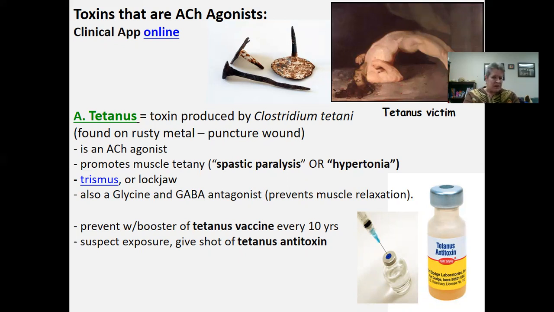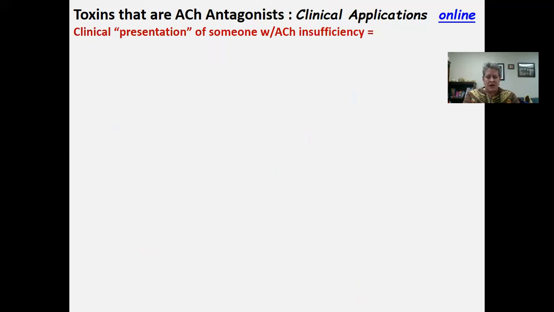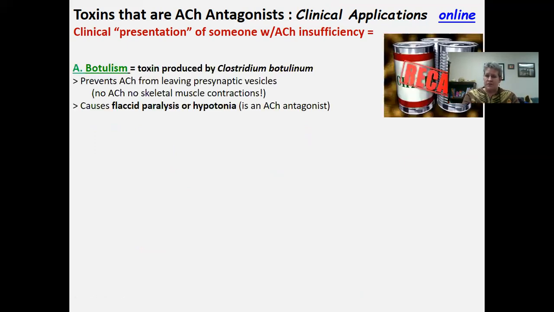So let's look at the flip side of this. How about some toxins that are acetylcholine blockers, antagonists? And I've got a clinical app online for that. So the presentation of someone with this kind of toxin exposure is not enough acetylcholine, all right, acetylcholine insufficiency. So let's start with botulism, common enough that you'll see it as a nurse. Now, botulism is produced by a bacteria called Clostridium botulinum. Now, again, it's the toxin this bacteria makes that's the problem. So the toxin prevents acetylcholine from leaving neurons.